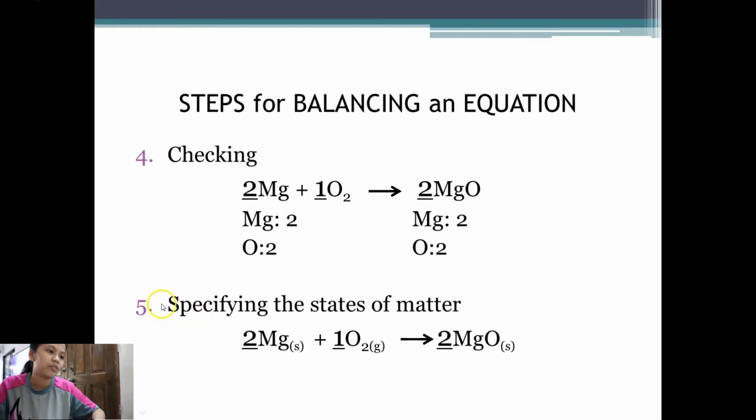Final step is specifying the states of matter. So, we're going to put if they are in solid, gas, or liquid state. Earlier, it was stated that magnesium strip, so meaning magnesium is in solid state. Then it was combined with oxygen gas, so oxygen is in gas form. And then they yielded and formed magnesium oxide, which is powdery. So, meaning the magnesium oxide is solid, and that's how we get our answer here.